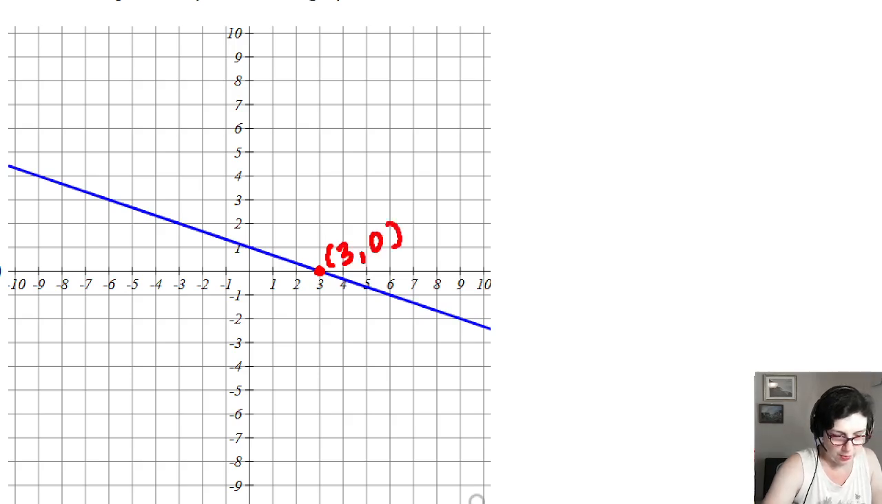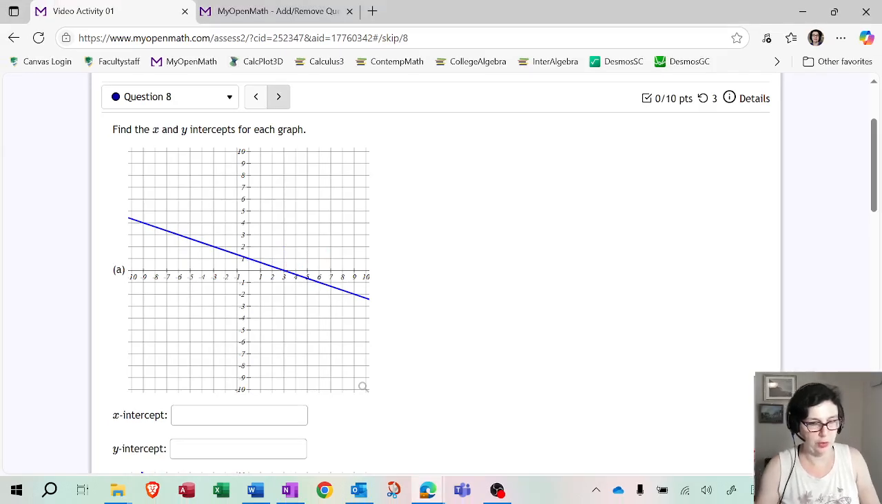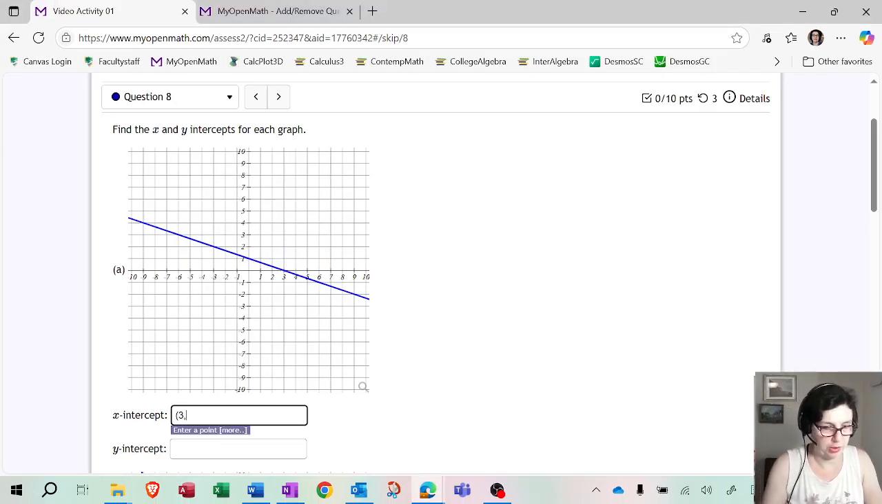And then the y-intercept is going to be over here. This is where it's going to intersect, and that's (0, 1), right? Because we're not going right or left, we're just going 1 up. Okay, so let's go ahead and type that. So this is (3, 0). This one is (0, 1).